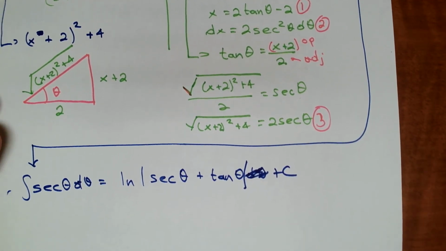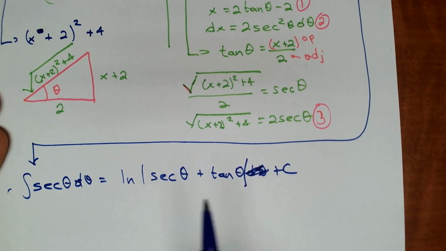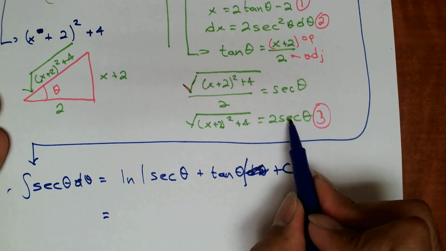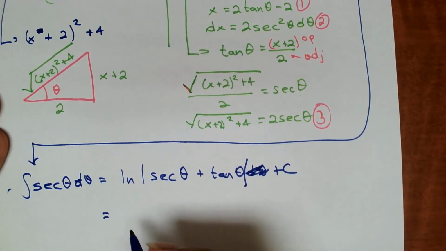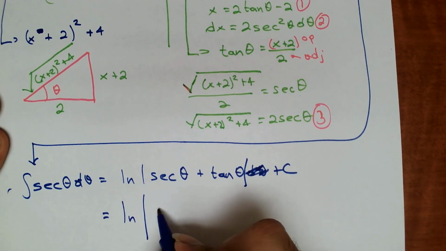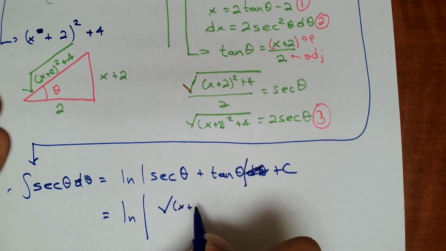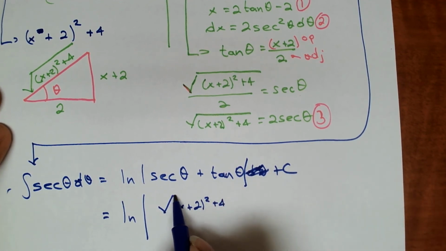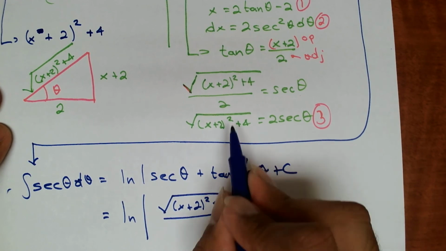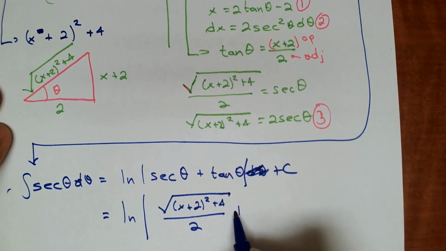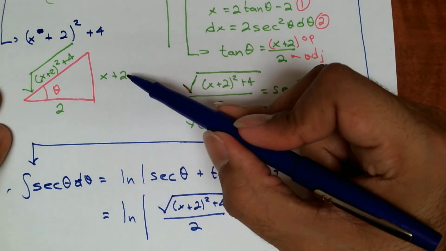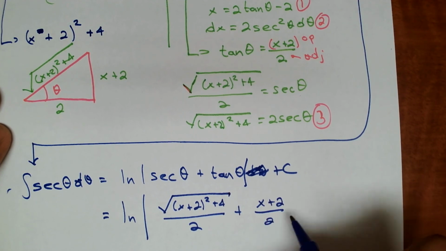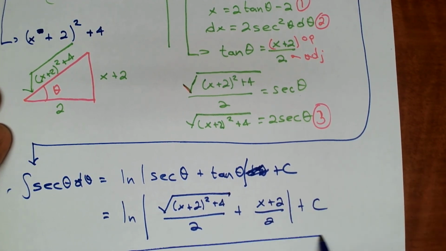Plus c. Now we need to use the triangle to find the definition of secant. Well, we already have secant here, which is the radical over the constant 2, plus tangent, which is opposite over adjacent. And this is the end of the integration.